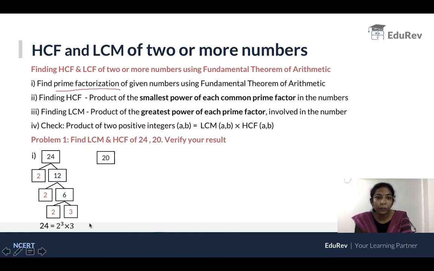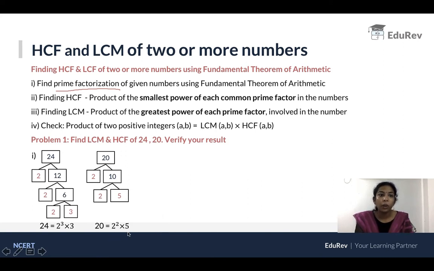And now we'll write for 20. I can write as 2 into 10 and again 2 into 5. 5 is a prime number, so I need not go further. So the prime factorization of 20 will be 2 into 2 into 5. I can simply write it as 2 square into 5. So now your first step is done. You wrote the prime factorization for all the numbers.